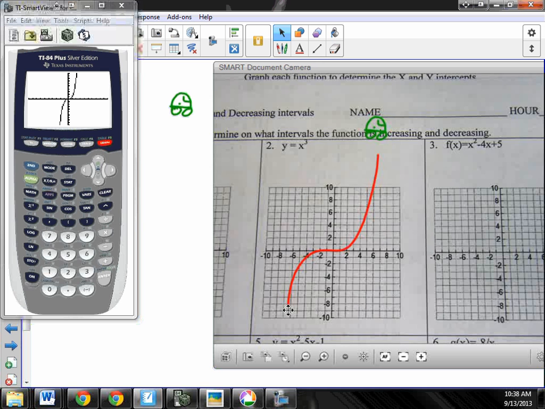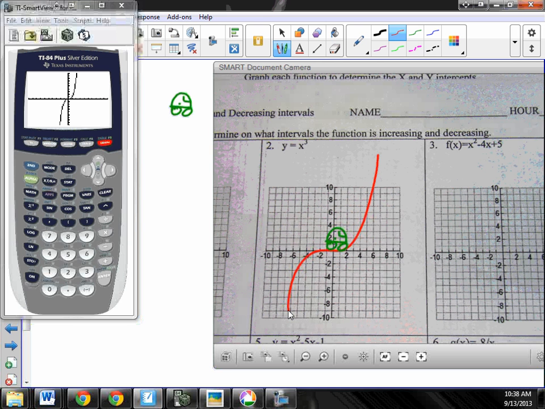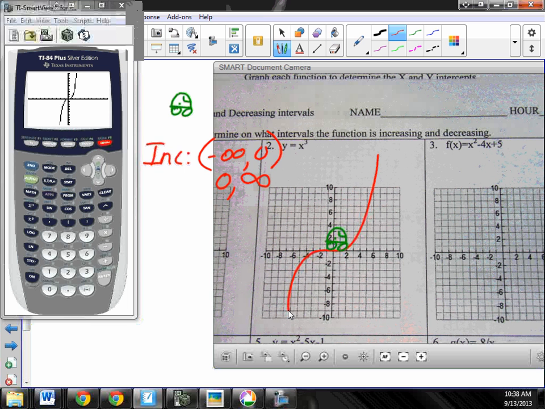Let's watch that again. It does flatten out right here. And for one little instant, I'm going flat. Everywhere else, though, the car is going up. So you could say the increasing interval is from negative infinity to 0, and then from 0 to infinity.